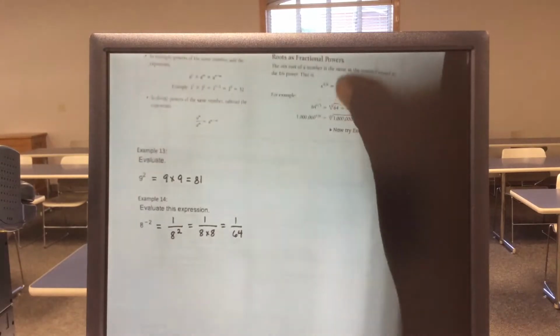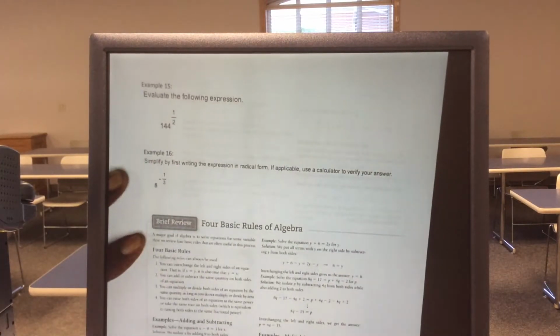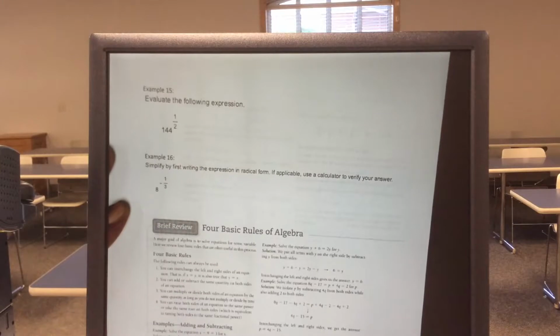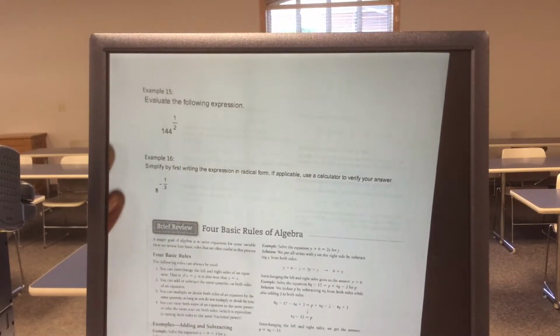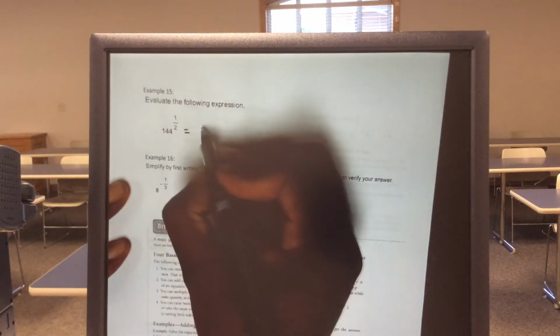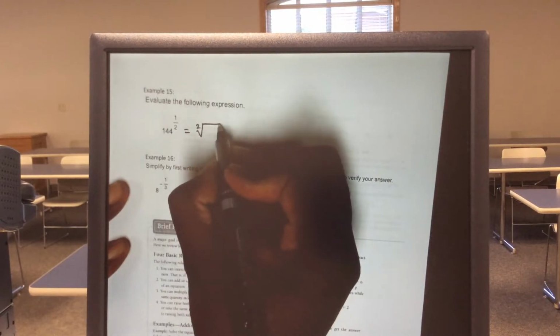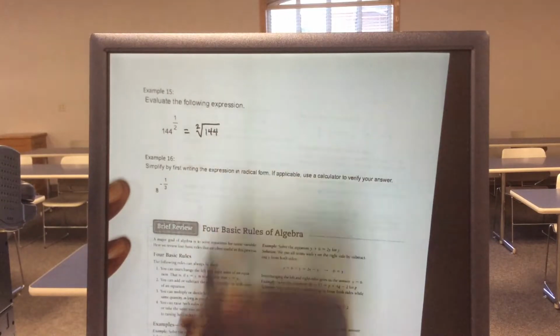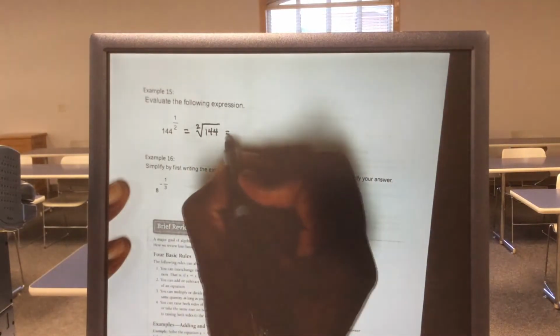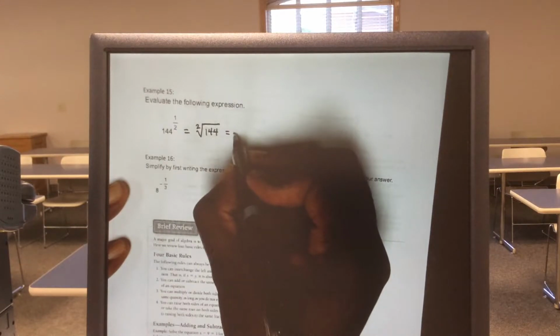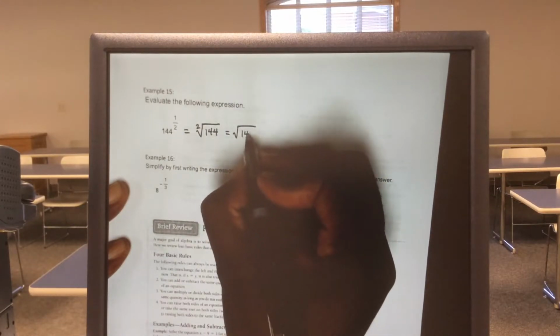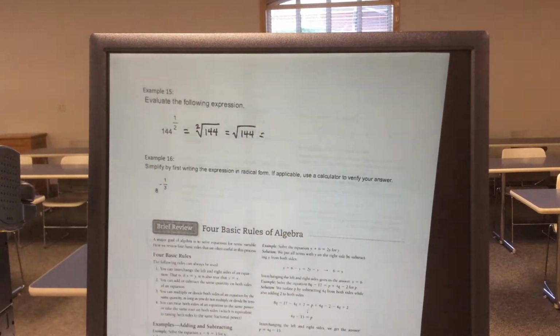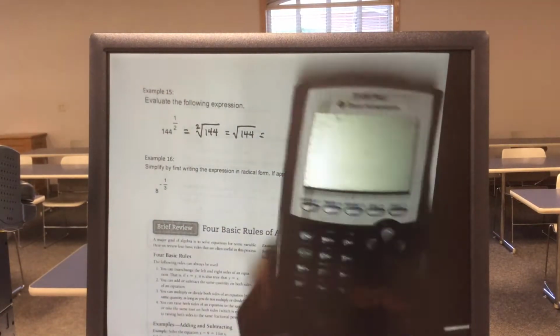Let's look at some more examples here. A couple more. Like in example 15, we got 144 to the 1/2 power. Well, if I write this with that 2 as the index for the root, then 144 would be to the first power, and it'll simply be 144. But here, we don't usually write the 2 with that radical because it's understood to be there. So I can write that as the square root of 144.